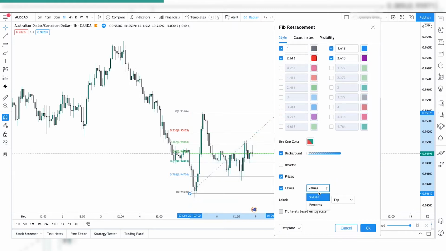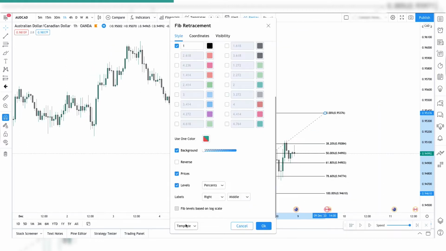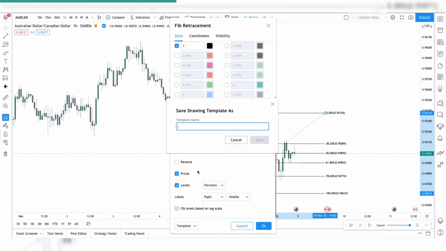I would also suggest changing the Fib levels from values to percentages, as well as changing the label to show the information on the right hand side instead of the left, as it can become very confusing when you have to read the tool on the charts. Once you've done this, I would suggest saving this as a template so you can just reapply your template if you accidentally change something in the future.